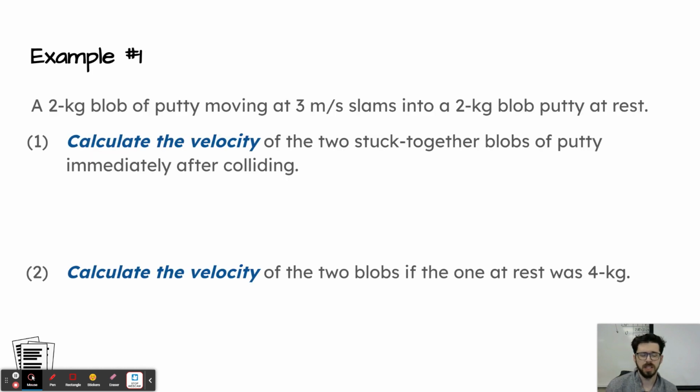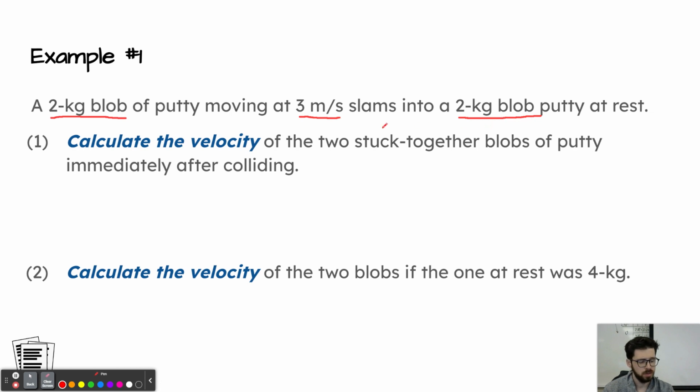This example right here is the blob example. Let's work through it. We're going to use the very same convention that we used for the simulation you did the other day, something called an MVP chart. Let me switch to my pen and emphasize some things. It says a 2 kilogram blob, so we'll underline that, of putty is moving at 3 meters per second, and it slams into a 2 kilogram blob of putty at rest.